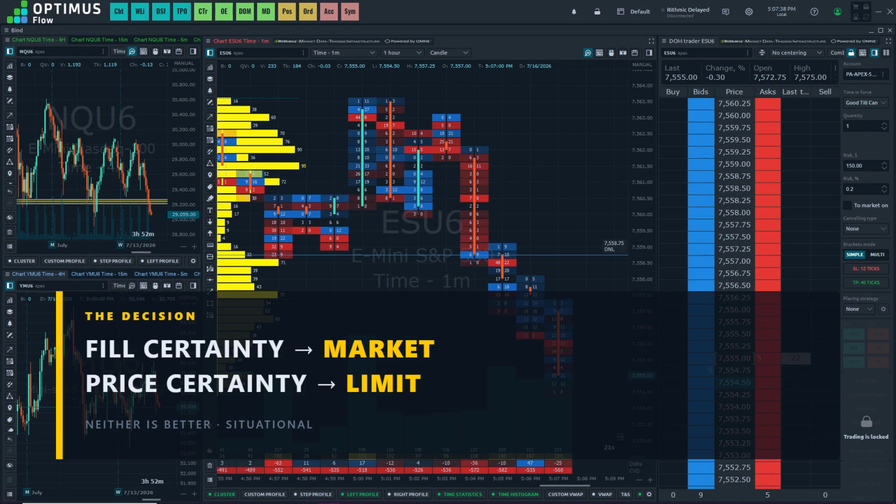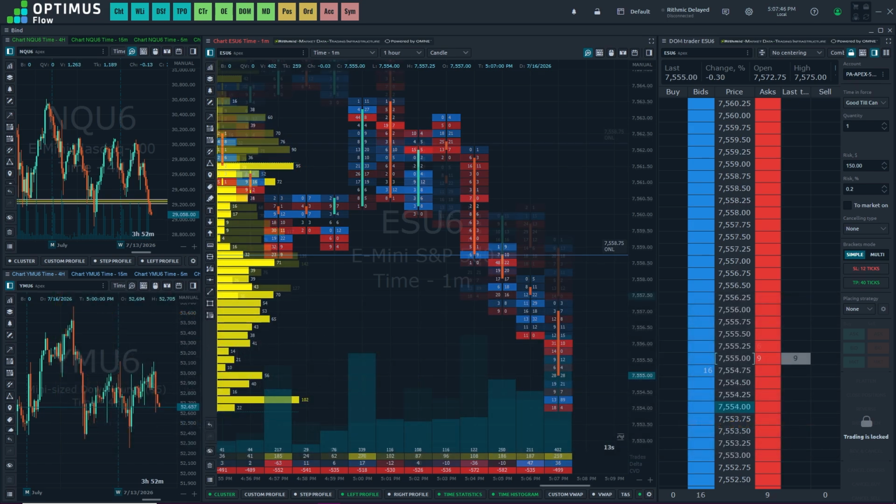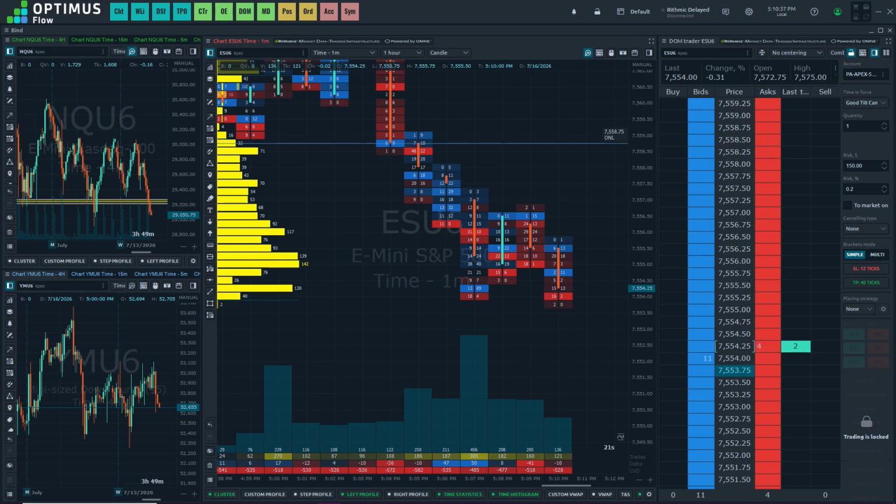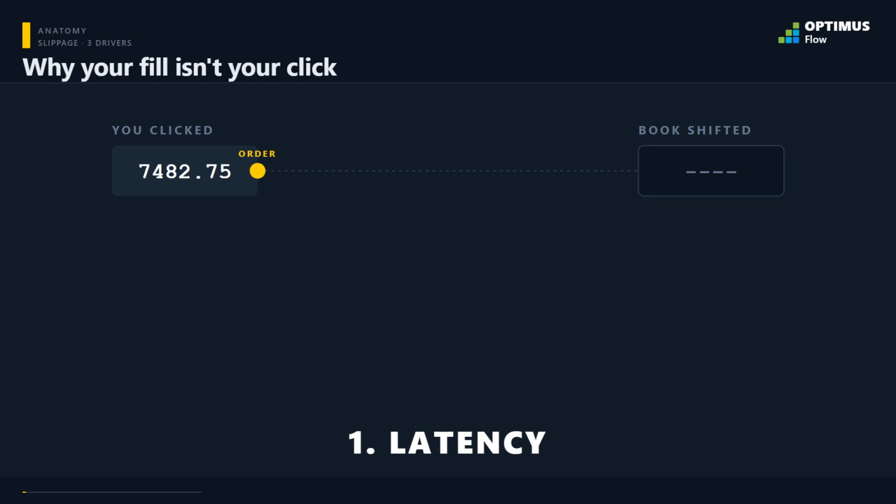There's one more thing to keep in mind when using market orders, and that's what happens between the moment you click and the moment your order fills, which is also known as slippage. Slippage is the gap between the price you saw when you clicked and the price you actually got filled at. Slippage isn't a bug, it's a feature of the order type, and there are three things that drive it.